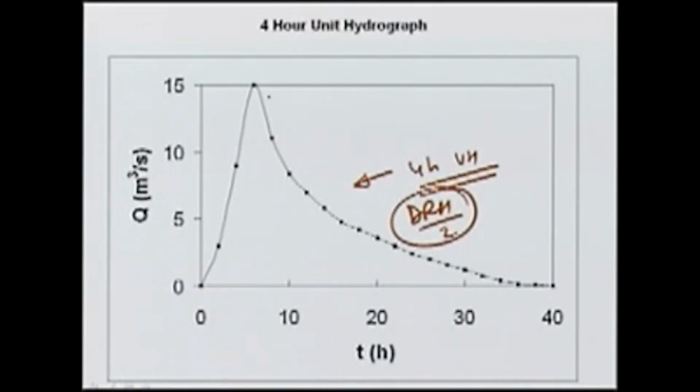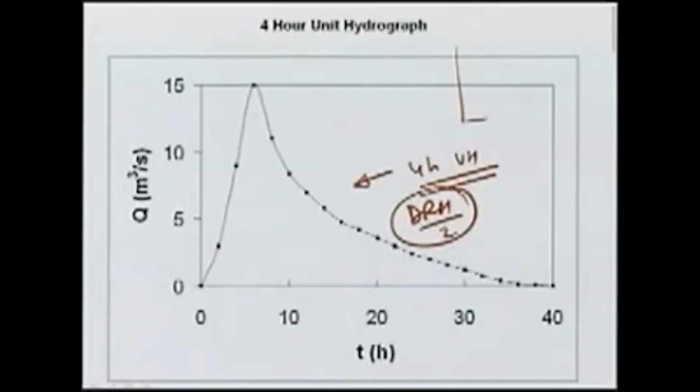Now, most of the time, constant intensity rainfall for 4 hours may not be available. For example, we may have a rainfall of a different duration, like 6 hours or 2 hours. In that case, we can derive a unit hydrograph for 2 hours or 6 hours and then get the 4 hour unit hydrograph from that hydrograph.